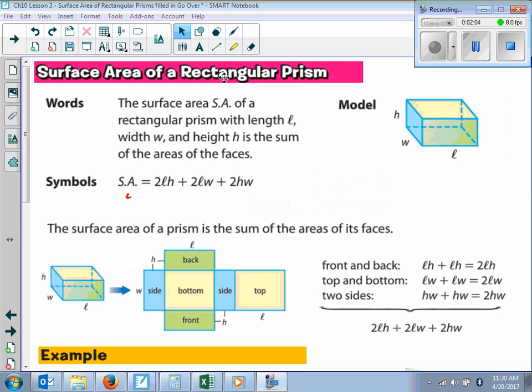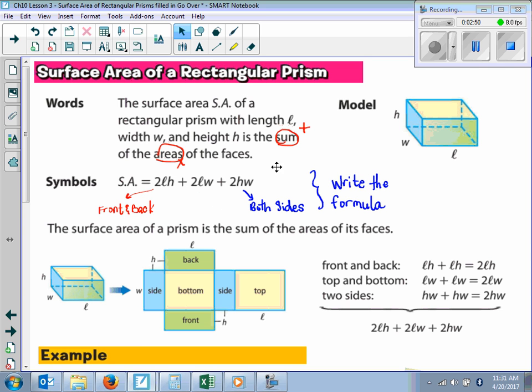The surface area of a rectangular prism. This is what we're talking about today. The surface area, or SA, of a rectangular prism with length L and width W and height H is the sum of the areas of the faces. In other words, sum, of course, means that we're going to add. Very good. We're going to add them. And then to find the areas, what are we going to do? We're going to multiply. Is everybody clear? So here, if I'm looking at this box, we want to make sure we write down this formula.